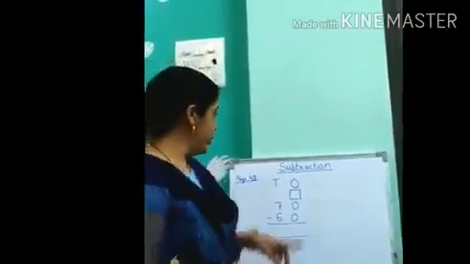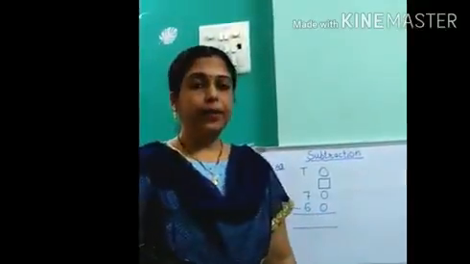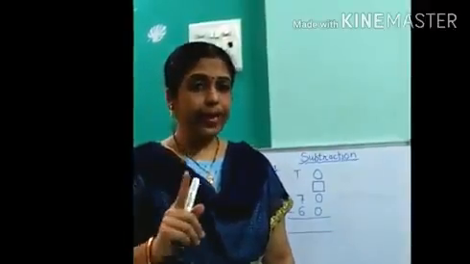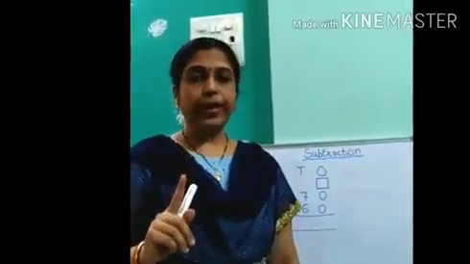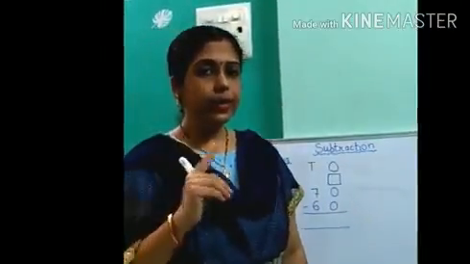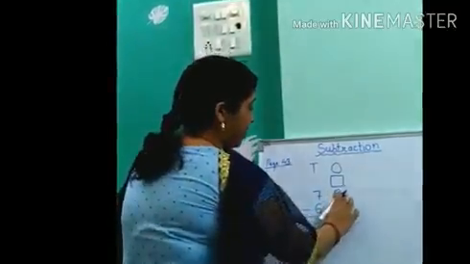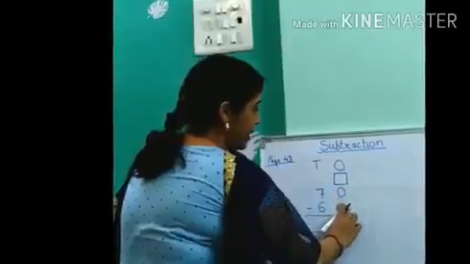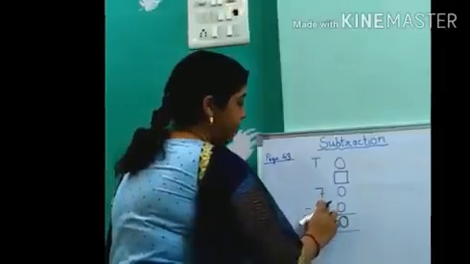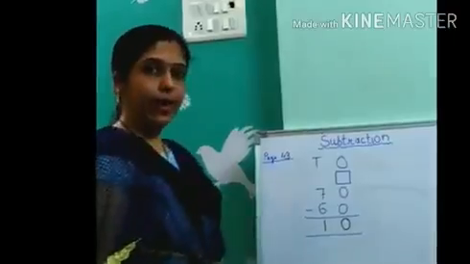Now we are going to solve one more sum from page number 43, that is 70 minus 60. Before I solve this sum, I want to tell you children that when I subtract 0 from 0, we get 0 only. Okay? You have to remember it while solving such type of subtraction sums. So always start from the ones place. So 0 minus 0 is 0. And 7 minus 6 is 1. So we get 10 as answer.